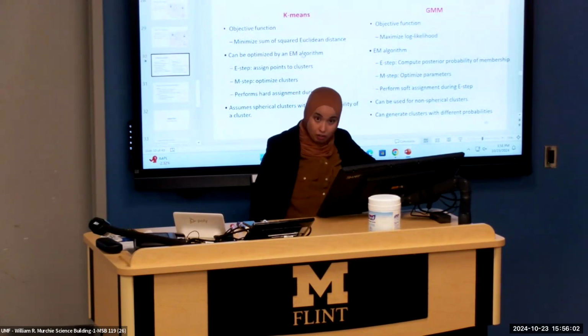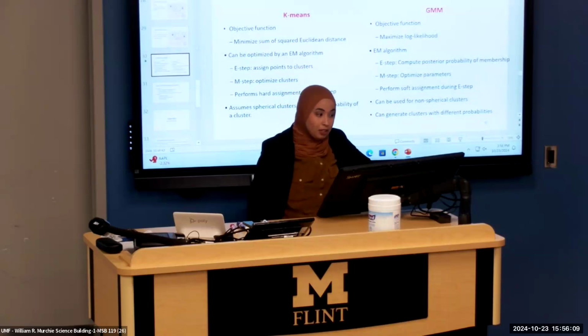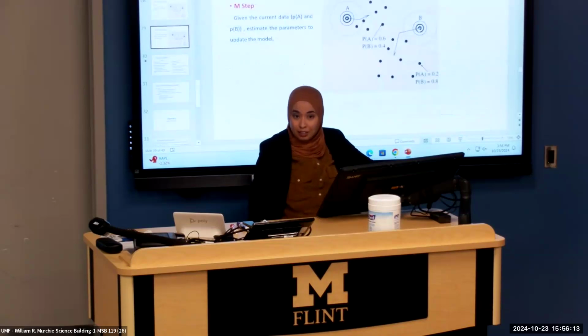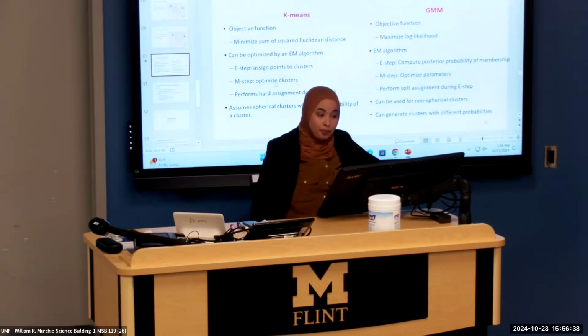Now, given this knowledge about k-means, we can optimize it by using EM. Because if you can imagine, in both scenarios you have centroids and you have data points. So how can you think about optimizing k-means using the EM algorithm? You use the expectation step to assign points to clusters. We did this before with a simple distance, but we can include that in the expectation step, okay? The maximization step, the M step, is going to be used to optimize the clusters, which is a great way to merge both of them. And this way it performs hard assignment during the E step. So in this case, we assume spherical clusters with equal probability of a cluster.